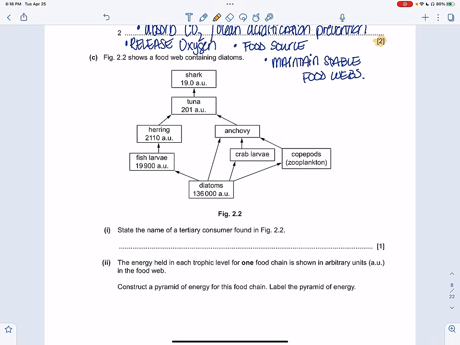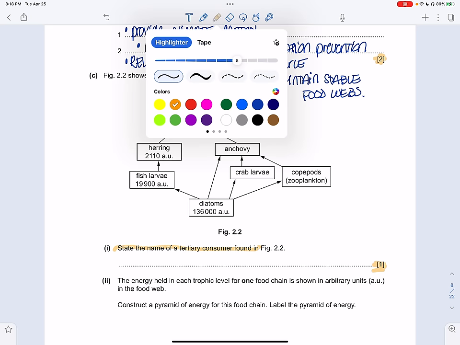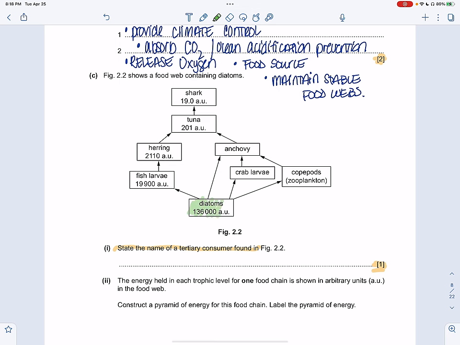Finally, all right, state the name of a tertiary consumer found in the figure. We're looking at one containing diatoms. Trophic level one, always your producers. Trophic level two are your first eaters, the primary consumers. When students hear primary consumer, they know primary is one, and so they think trophic level one. But that's not correct because trophic level one is always a producer. Whatever's eating a producer is the first eater, the primary consumer, and that's trophic level two. Likewise, when you see tertiary consumer, take your time. This means the third eater.